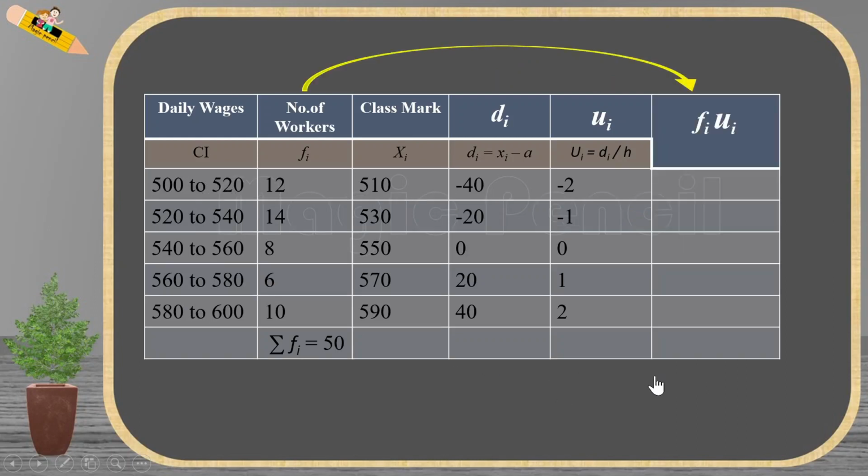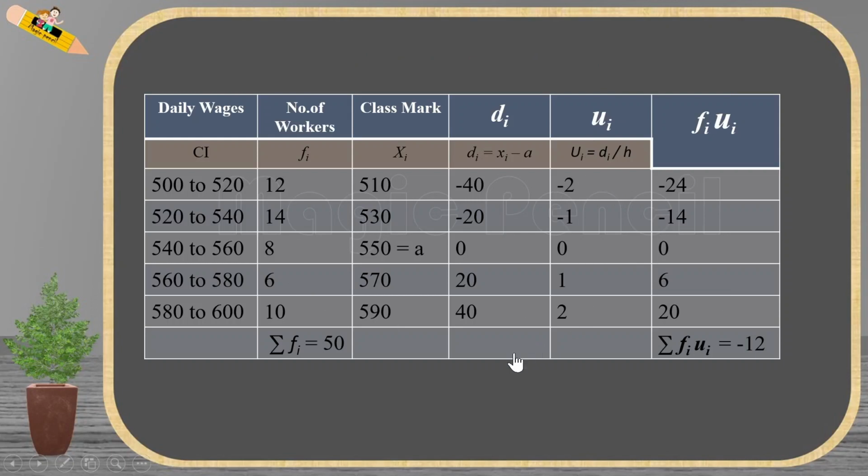Now we reached almost the climax part. In this climax part, we need to multiply fi and ui values, and after that we need to write here. So fi value 12 and ui value minus 2. So 12 into minus 2 is equals to minus 24. That is what we need to write here. Similarly, 14 into minus 1 is equals to minus 14, and 8 into 0 is equals to 0. So this is how we will get values after multiplication of these values with these values.